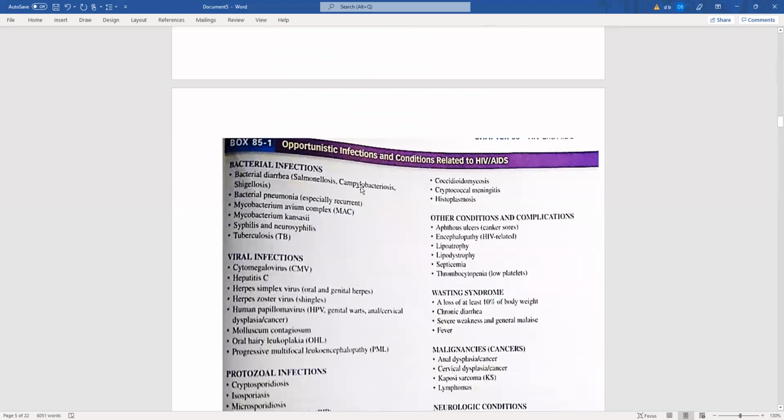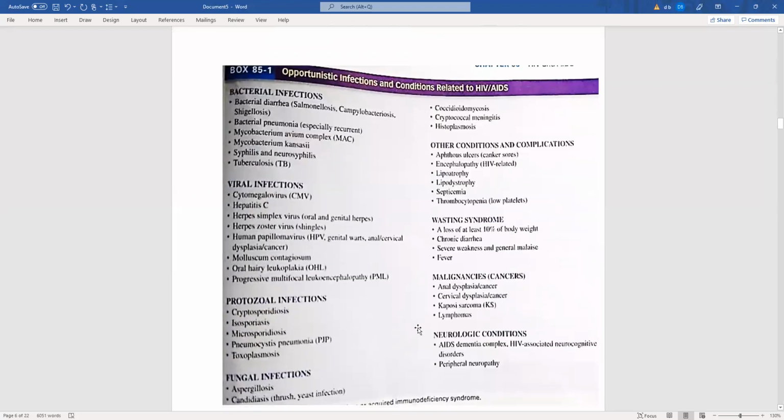So opportunistic infections and conditions related to HIV and AIDS. We're going to read through all of these because any one of them may be on the test. If you don't read it all, you're not going to know it when you see it on the test. You can pause the video and look at them on your own, but you need to look at every single last one of them. Let's begin with bacterial infections. Bacterial diarrhea.